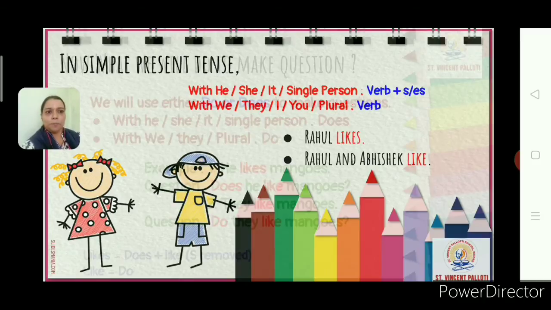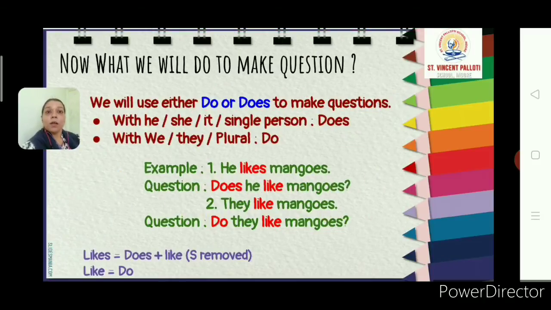Okay, now see. Now what will we do to make questions? We will use either do or does to make a question of a simple present tense sentence. Whatever we have talked about, that he, she, it, and a single person, whenever we are making a question, we will be using does. And with we, they, or any plural, or I, you, we will be using do. So here you see, he likes mangoes. It was our example. Because it is likes, s is there, so we will be using does. So does he like mangoes?